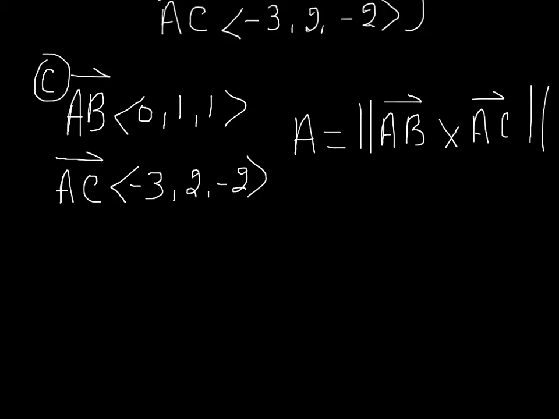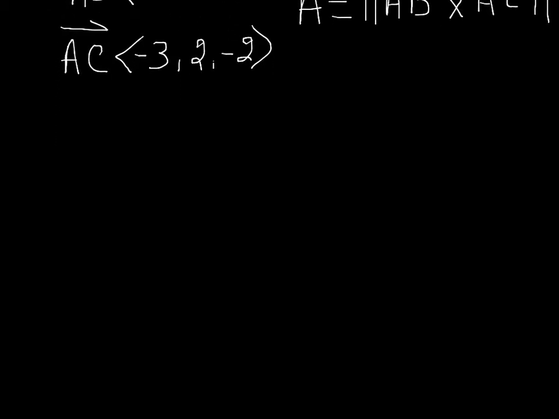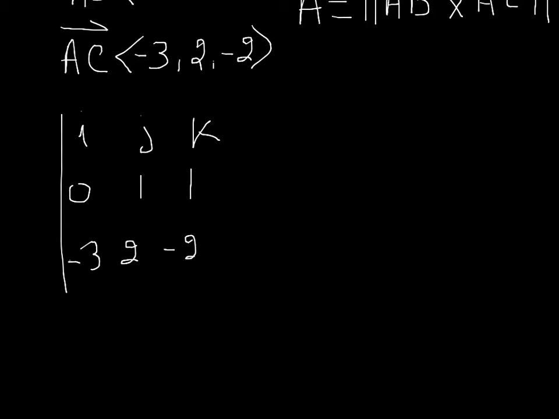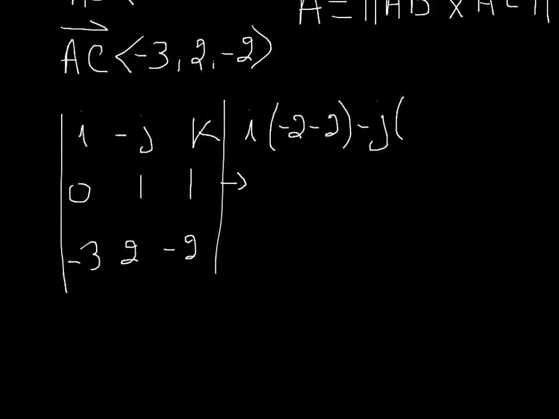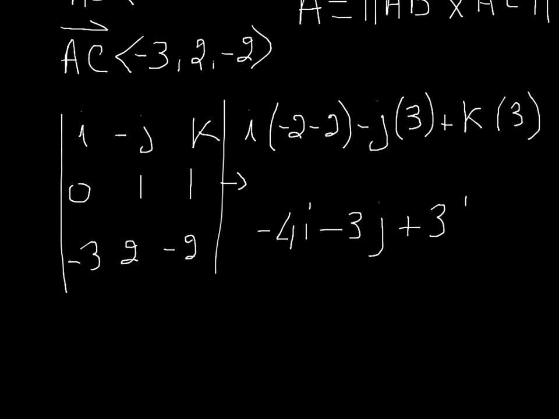Now we have to do the cross product of AB and AC. This is going to be I, J, K. The first vector is 0, 1, 1. The second vector is -3, 2, -2. I'm going to let you expand by changing the J to negative, and then I'll tell you what my answers are. I is multiplied by -2 minus 2. J is going to be multiplied by 3. And then K is multiplied by 3. So the vector is going to look like this: -4I minus 3J plus 3K.